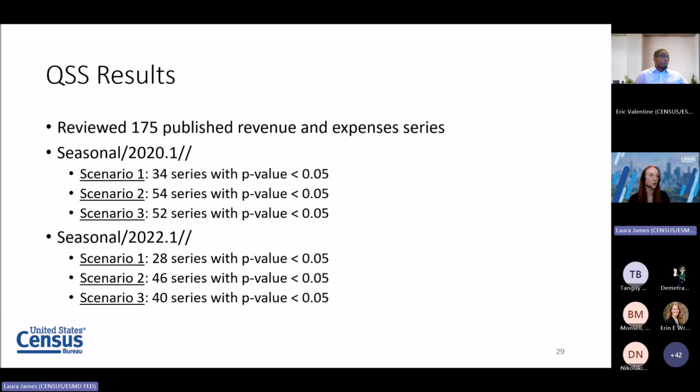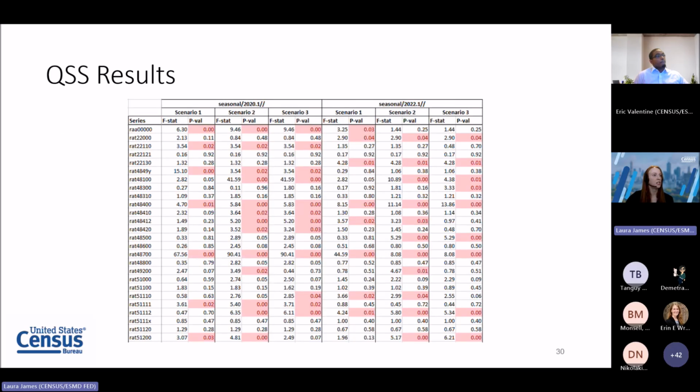With that 2022 quarter 1 change of regime regressor, scenario 1 had 28 series that were significant. Our scenario 2 had 46. And then lastly, our scenario 3 had 40 series that were significant.